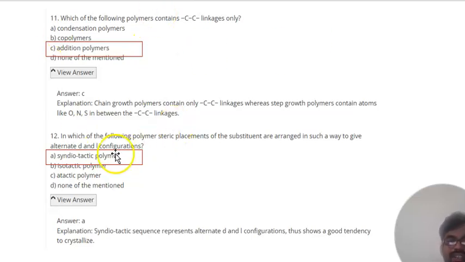You can see the next bit. In which of the following polymers is the steric placement of the substituent arranged in such a way as to give alternating D and L configuration? The right answer is A, syndiotactic polymerization. This is also one of the important bits for competitive exams.